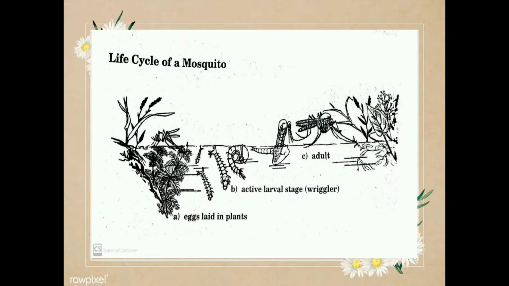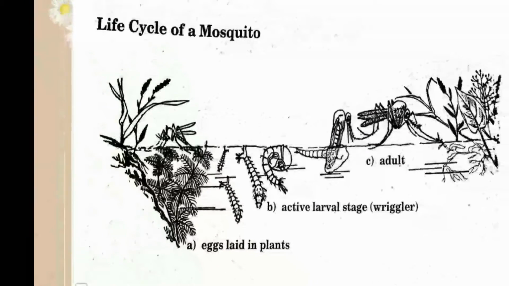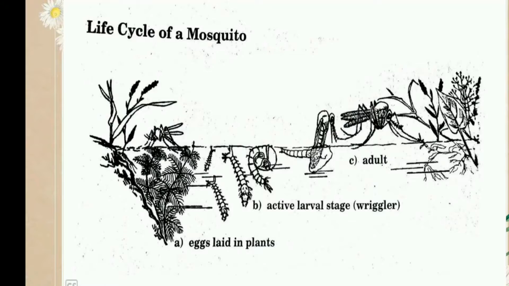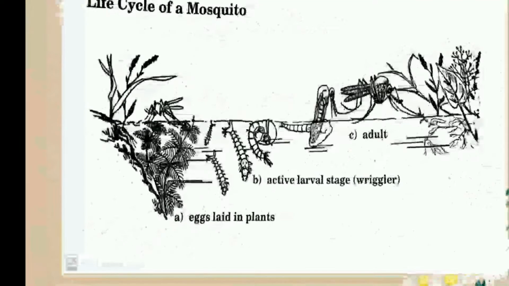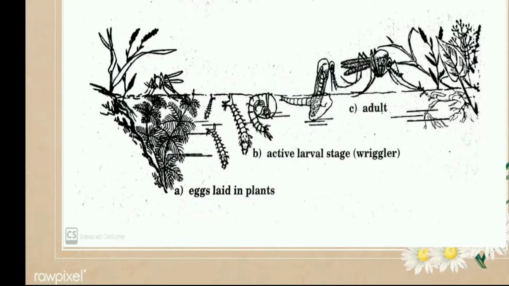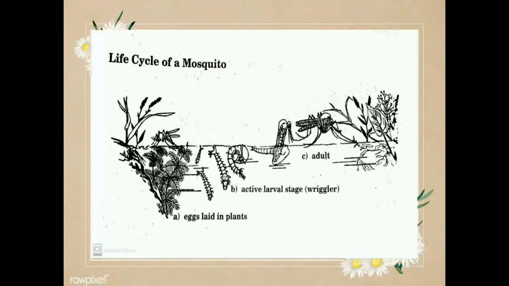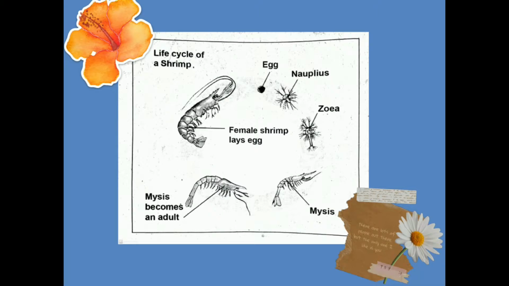So, ito naman ang life cycle ng mosquito natin. So, nagle-laid yung mga mosquito sa mga plants. So, yan. Magiging siya, active larval stage or regular na siya. So, yan. This is the regular. And dahil dyan, magiging adult na siya at pwede na ulit siyang makapangagat at makapagpanta sa atin. So, yan ang life cycle ng ating mosquito.